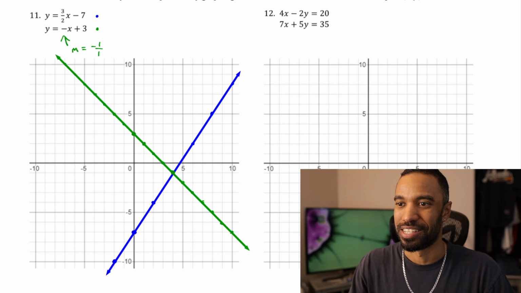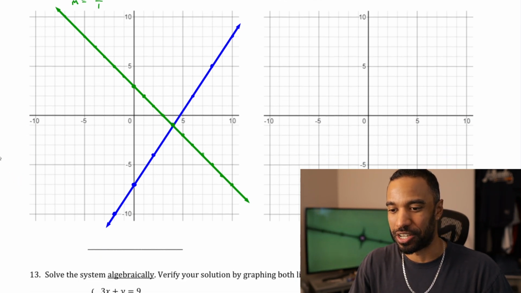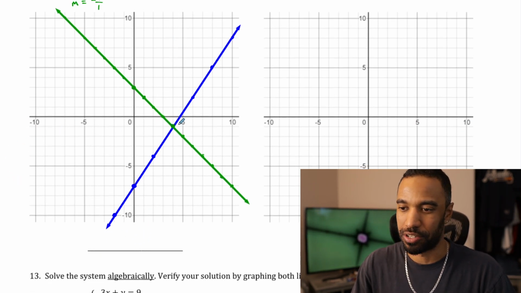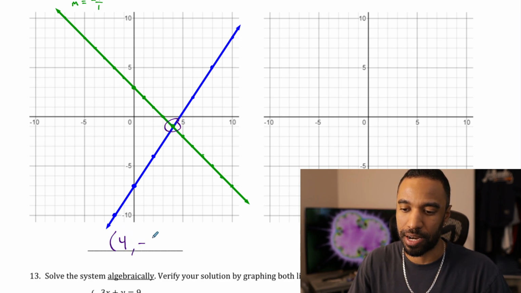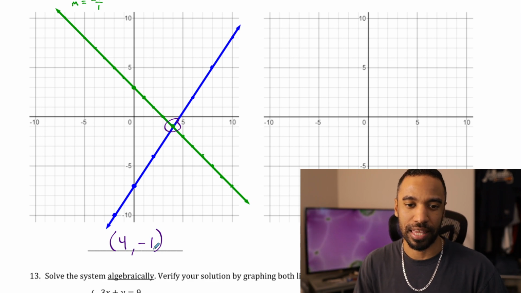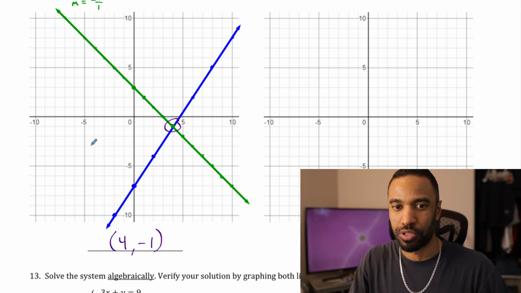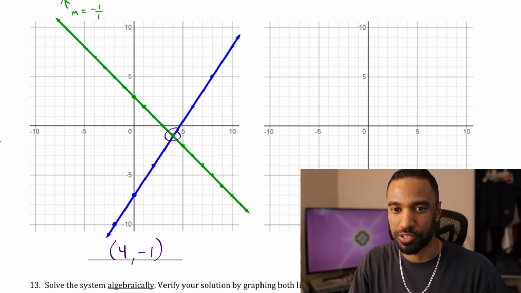It's okay. All right, what's the point of intersection here, though? Where are these two things intersecting right here? That is the point 4 for x, negative 1 for y, 4 comma negative 1. And I'm not going to double check that. That's just the graphical solution of those two. Got the graph, got the answer.